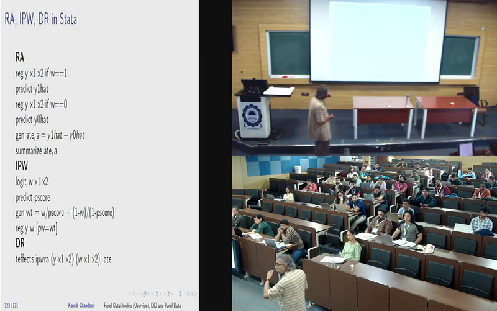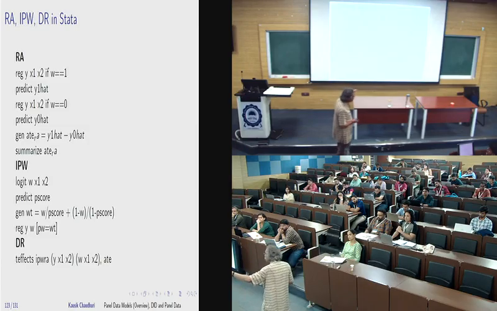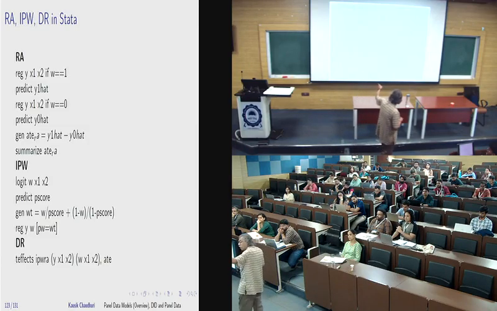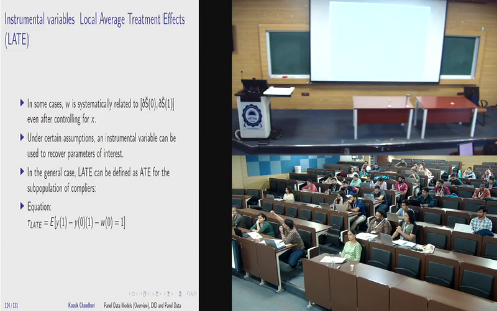In case of doubly robust, the way Stata does it is IPW, inverse probability weight, combined with regression adjustment RA, where I am regressing y on x1 and x2 as my RA component, and w on x1 and x2 as my IPW component, and I want to compute the ATE in this case. Clear? Pretty simple stuff in terms of Stata.